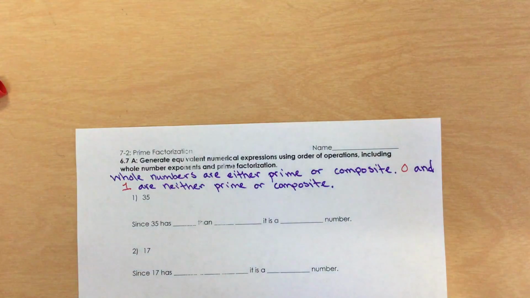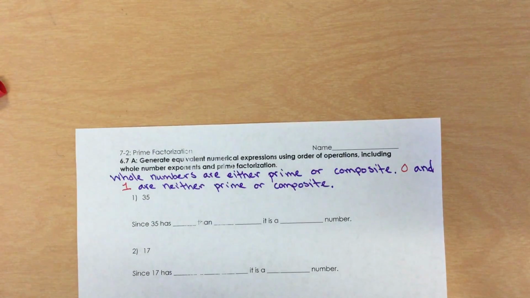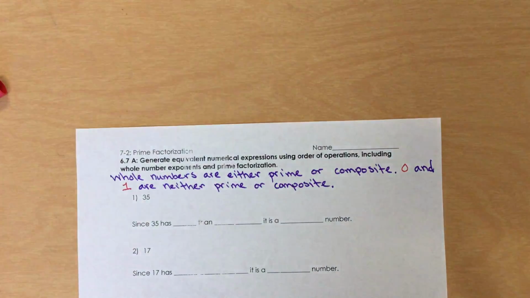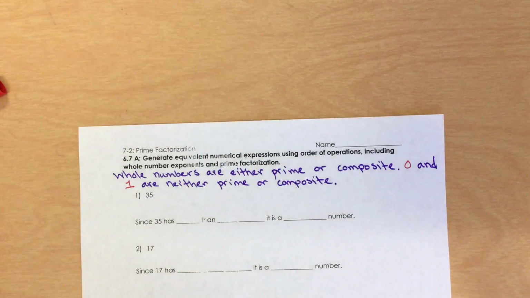Whole numbers are either prime or composite. You'll learn that in 5th grade, so a little bit of a review. 0 and 1 are special because they are neither prime or composite. Every number has 1, so 1 is neither prime or composite. So let's review from last year.